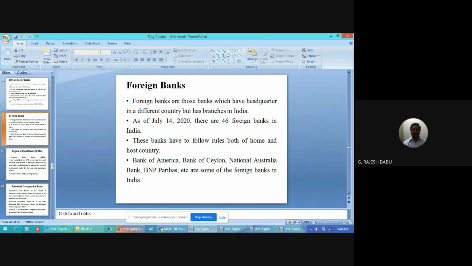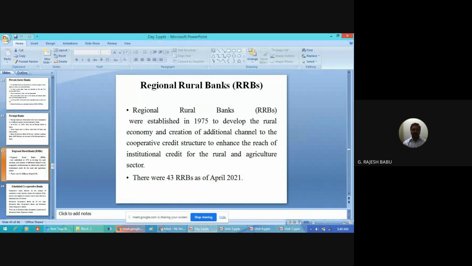Next one, regional rural banks. Regional rural banks were established in 1975 to develop the rural economy and create an additional channel for cooperative credit structure to enhance the reach of institutional credit for rural and agriculture sector. There are 43 regional rural banks in India as of April 2021.